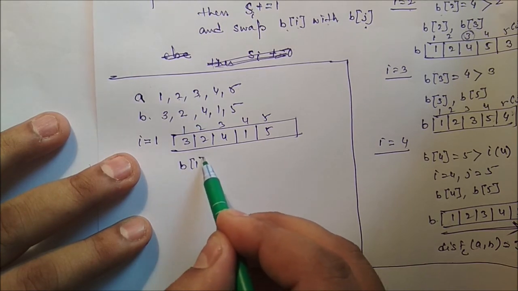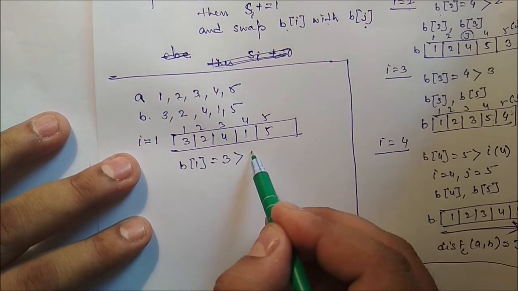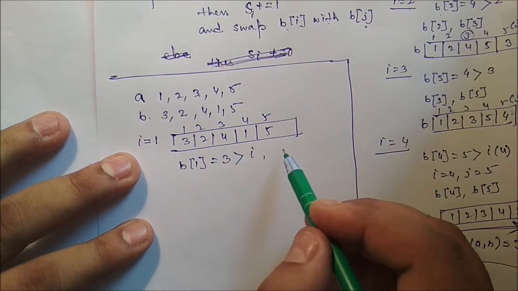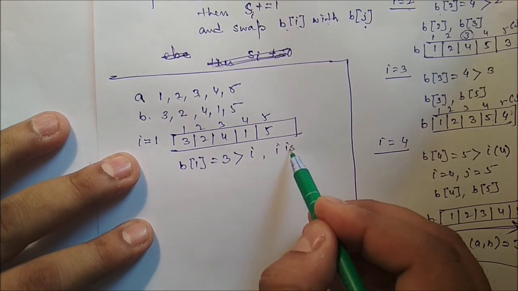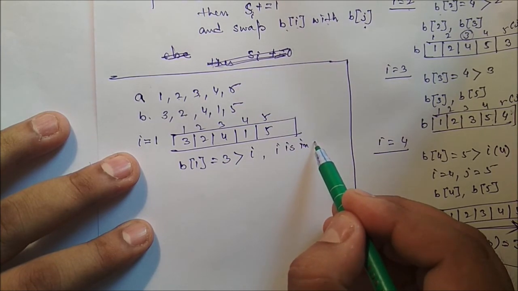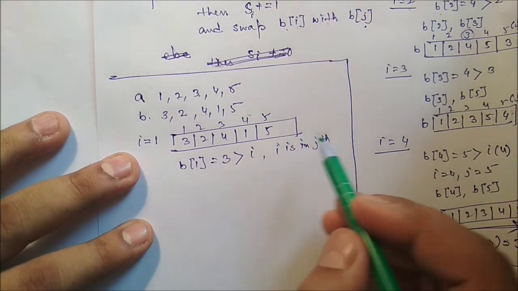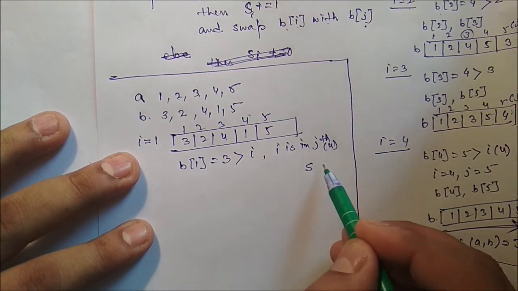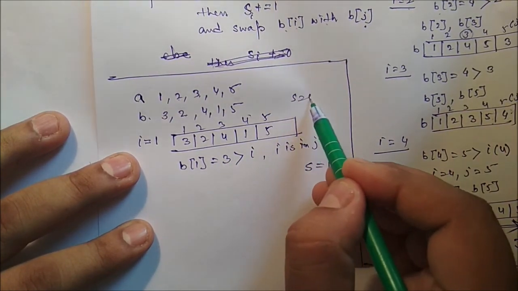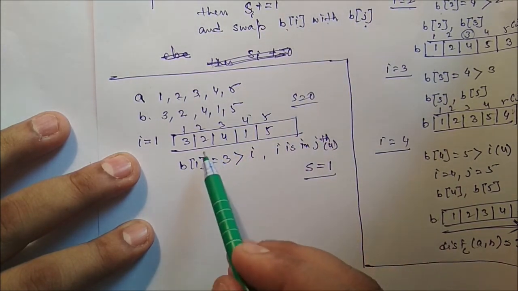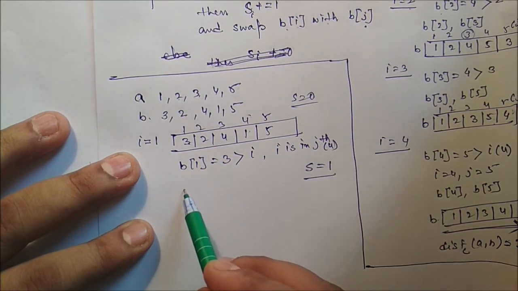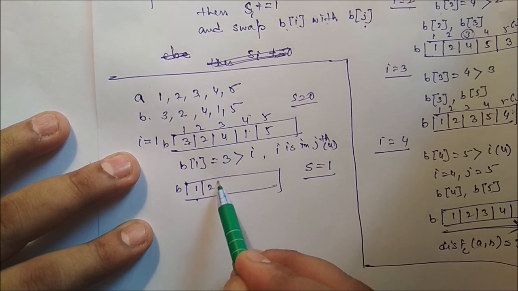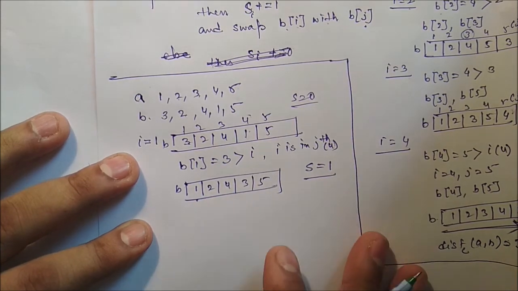So what is B1? It is 3, which is greater than its index i. And where is 1? 1 is in the jth index, that means the 4th index. So increment S, initially S is equal to 0, and we have to swap these two values. After this operation, B will be 1, 2, 4, 3 and 5.